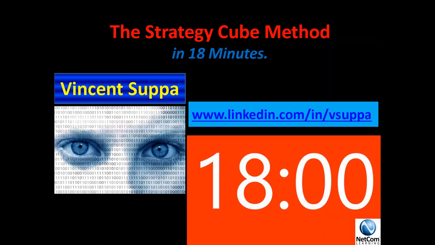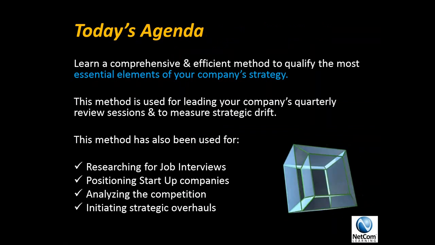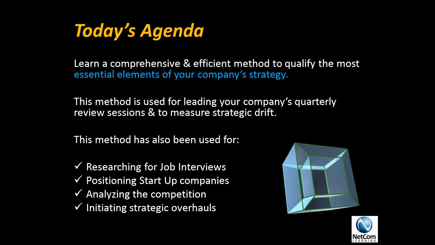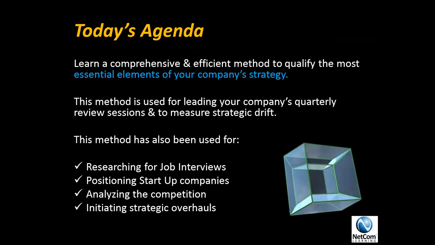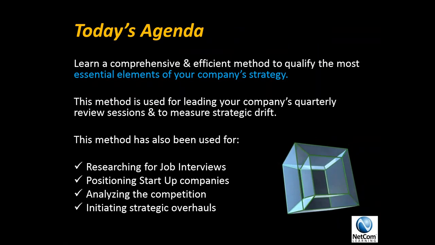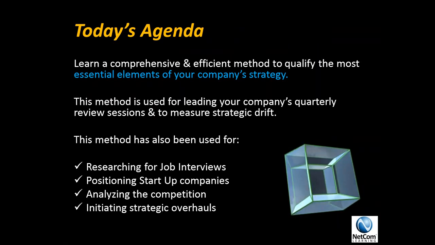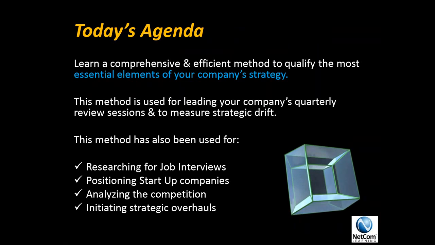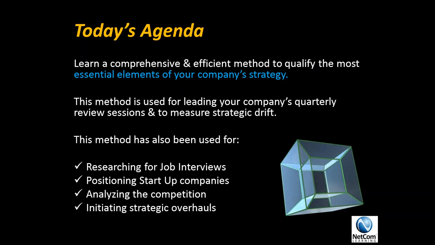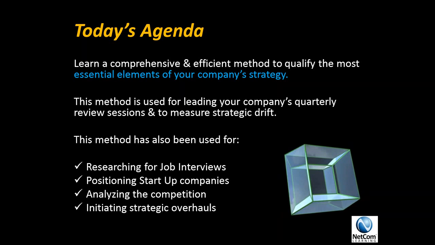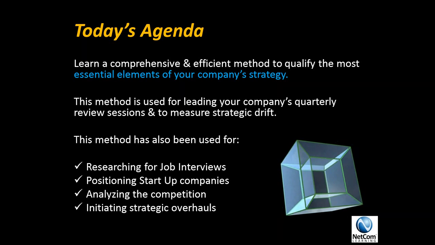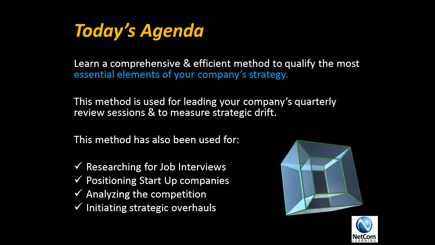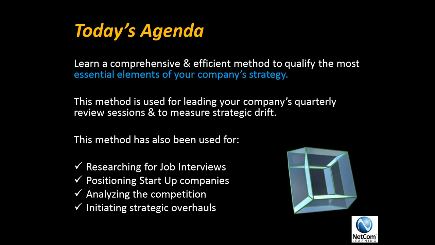The Strategy Cube method in 18 minutes. So for today's agenda, we're going to learn a comprehensive and efficient method to qualify the most essential elements of your company's strategy. This method is used for leading your company's quarterly review sessions and can also be used to measure any possible strategic drift, meaning when your company's execution is drifting further away from its original mission statement. The method I'm about to present has also been used for researching for job interviews, positioning startup companies, analyzing the competition, and of course, as mentioned, for strategic overhauls.